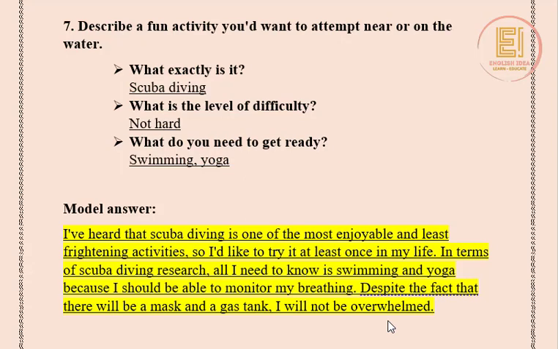Why I mentioned yoga is because if you do yoga, you'll be able to monitor your breathing. And I added this line, which meant that though you'll have a mask and a gas tank, if you know how to monitor your breath, you will not be overwhelmed. That's what I meant to say. If there was any confusion, I hope that is cleared now.